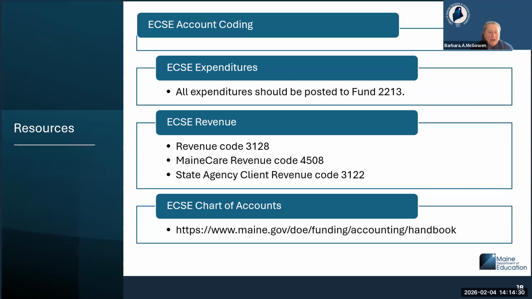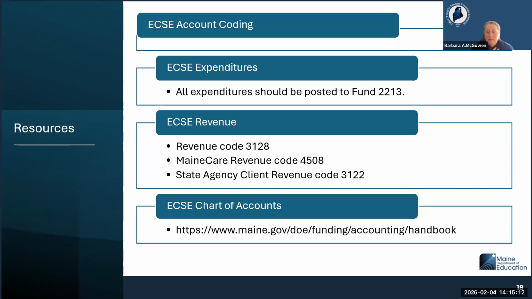So the last slide, and we are nearing the end, I just wanted to throw in some resources on Fund 2213 and the Early Childhood Special Education account coding. All of your expenditures should be posted to Fund 2213. All of them. Even those expenses that you send to me separately to be reimbursed through the setup costs funds that we have available, those also will get posted to 2213, and the revenue that comes back to you will be posted to 3128, just like your allocation funds.